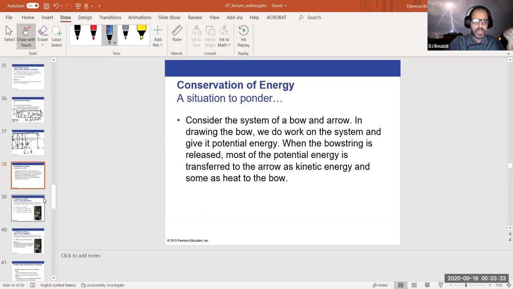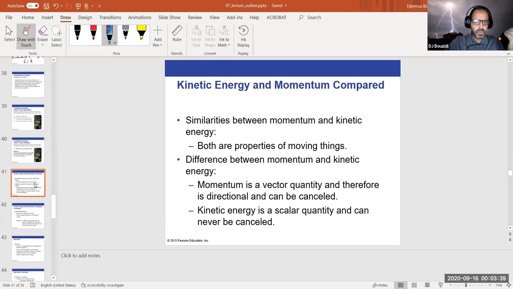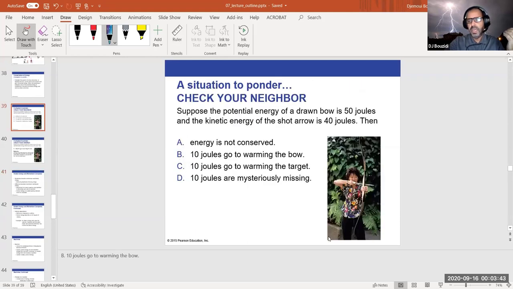So I think we understand the conservation, and the bow and arrow is similar to that problem, except the potential energy in this case is in the form of elastic energy inside this string.